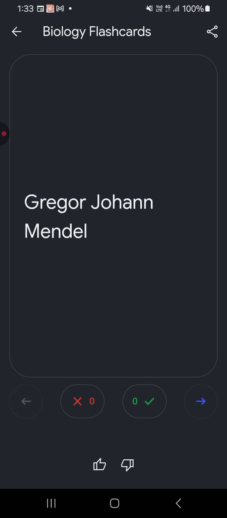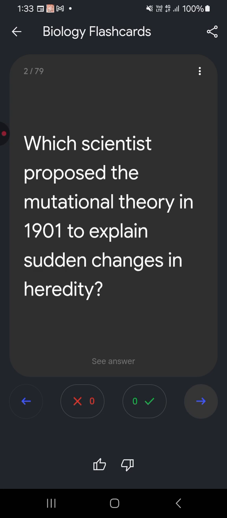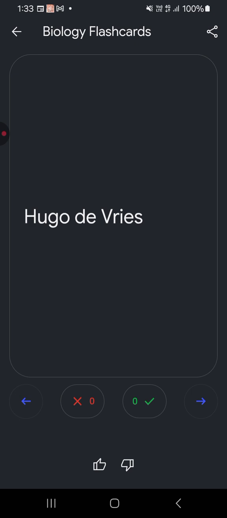The answer is Gregor John Mendel. Which scientist proposed the mutational theory in 1901 to explain the sudden changes in heredity? The answer is Hugo de Vries.